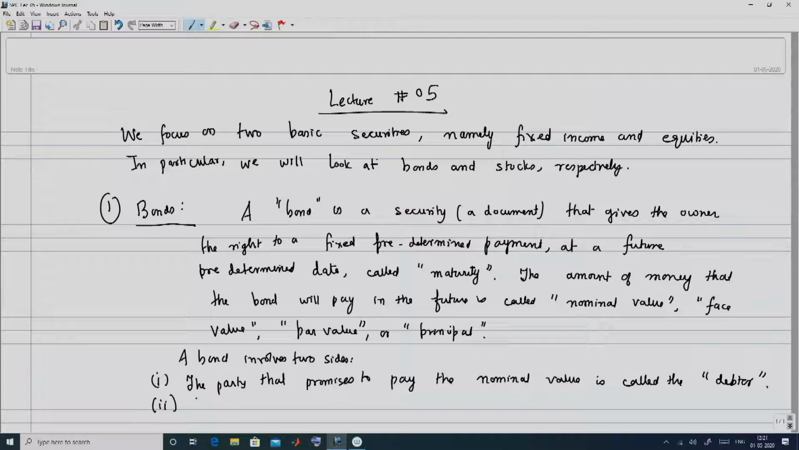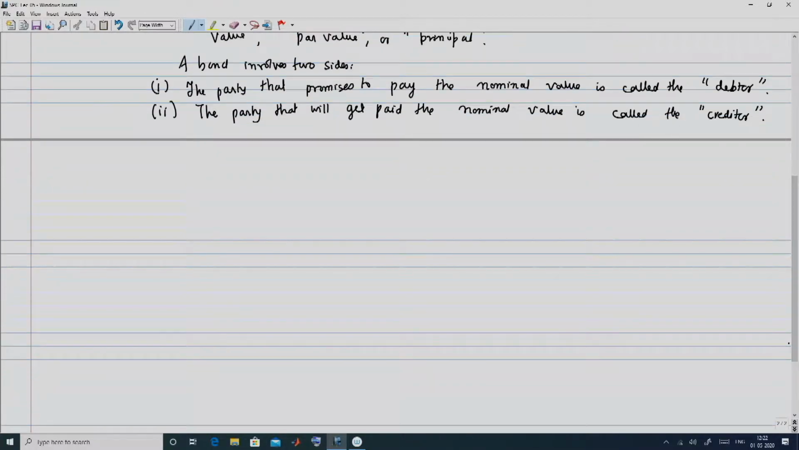And secondly, the party that will get paid the nominal value is called the creditor. So, there are two parties. The one that will pay the amount is known as the debtor, and the one that will get the nominal value is called the creditor.